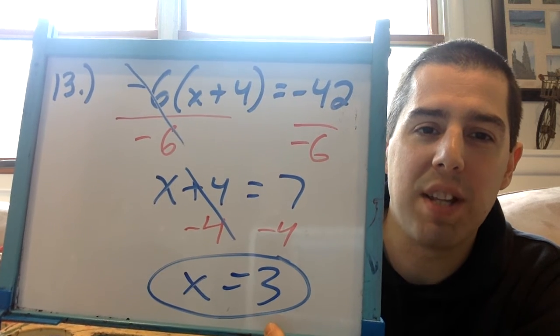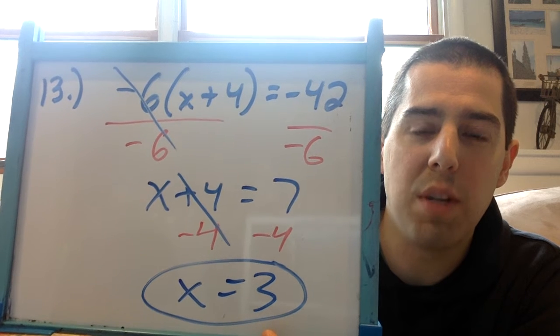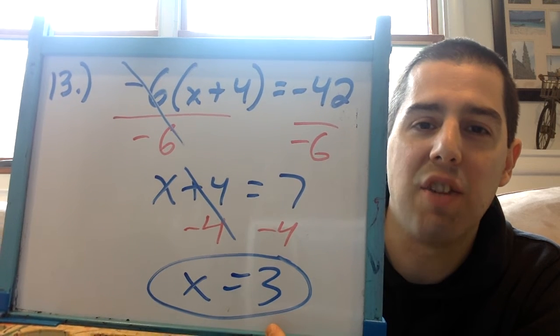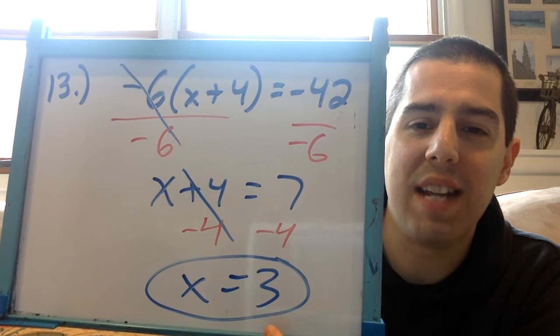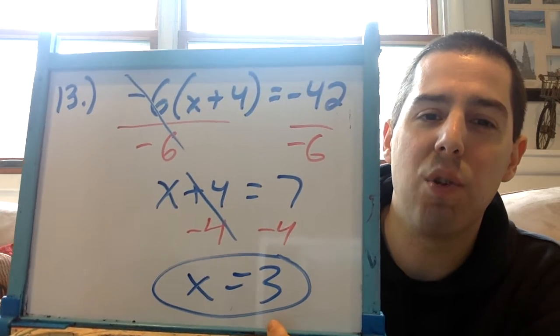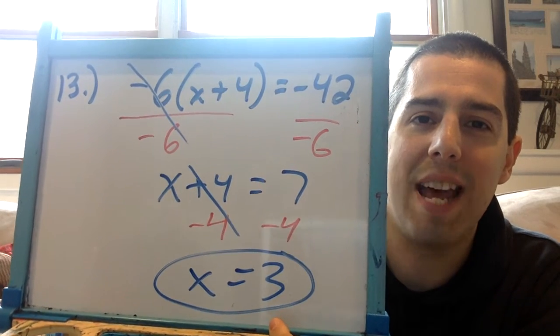You'll be left with, on the left side, the x plus 4, the parentheses are gone. And on the right side, you'll be left with positive 7. Then it is a one-step equation. Subtract 4 on both sides, and the solution is x equals 3.